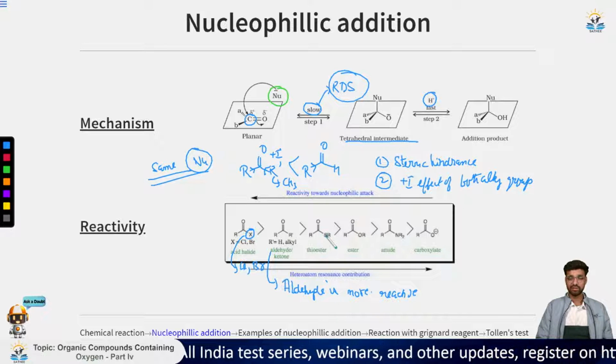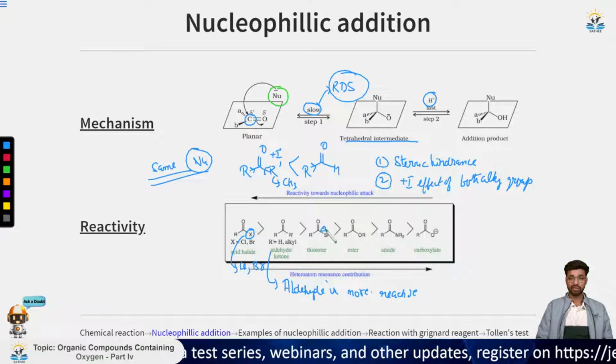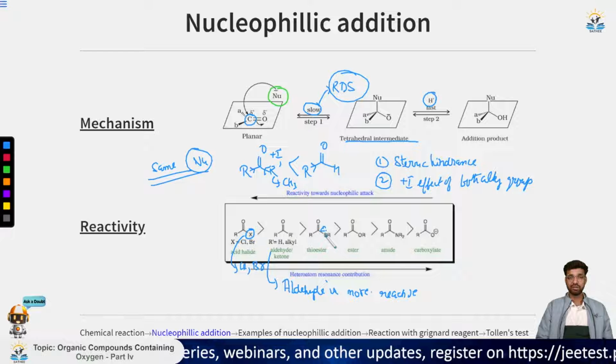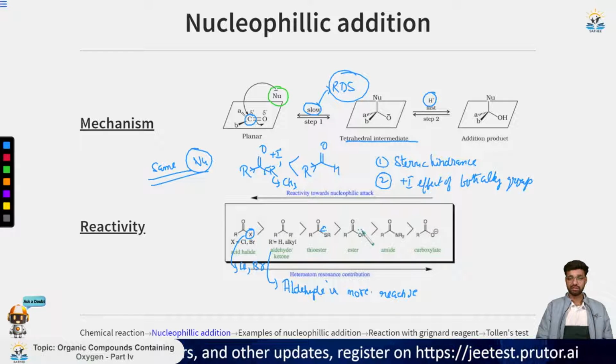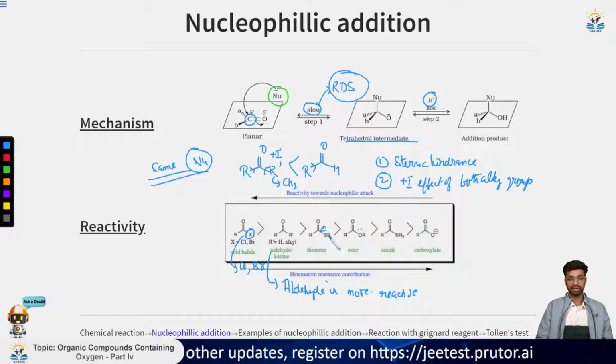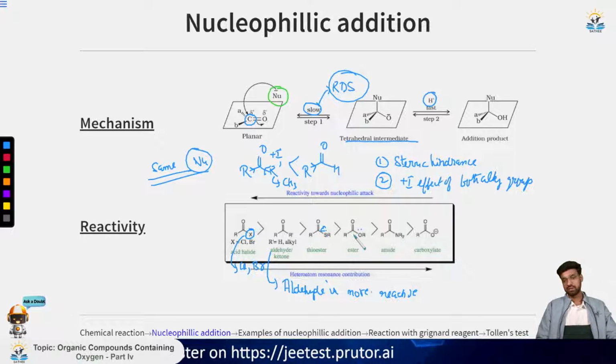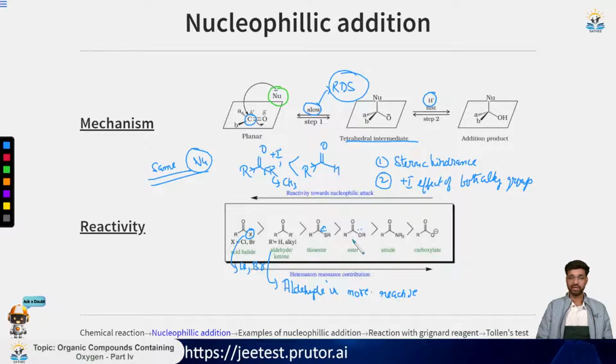Then third we have the thioester. The thioester has a lone pair, so it will resonate, and it will reduce the electrophilicity of the carbonyl. Then we have the ester. Since sulfur has a greater atomic number, or a greater size, its overlap with carbon will not be as good as that of oxygen with carbon, because they are in the same period. Then we have the nitrogen. Since nitrogen is less electronegative than oxygen, it will donate its electrons more readily.